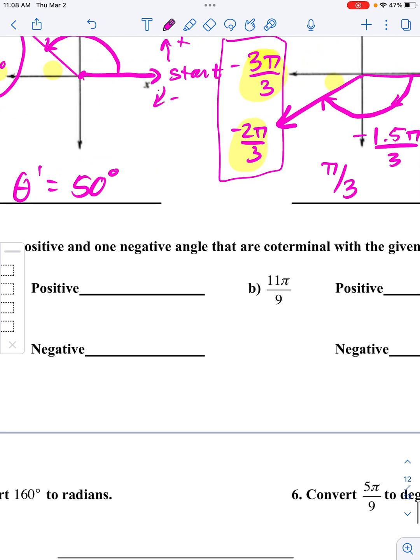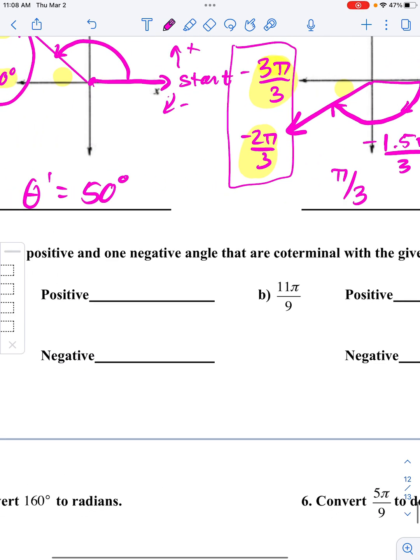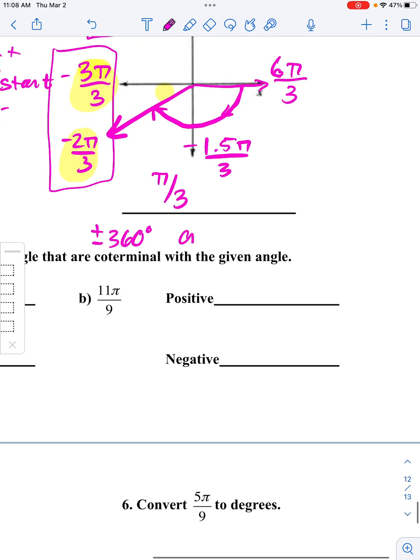One positive and one negative coterminal. Okay, coterminal means that you're adding a trip around the circle or subtracting it. So in degrees, that's 360. Or in radians, you're adding and subtracting 2 pi.